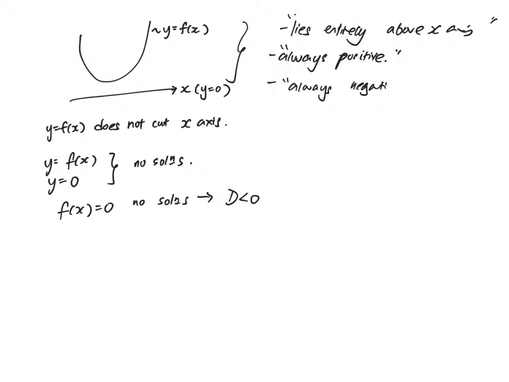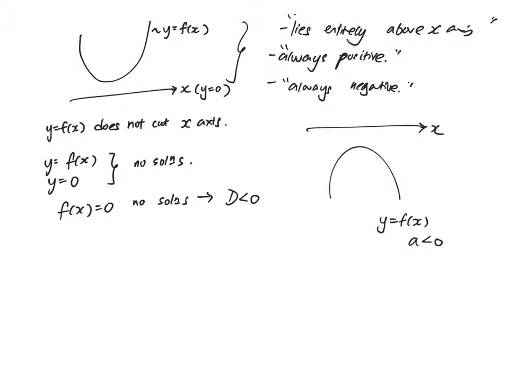Or you can even see things like always negative. Can it be always negative? Yes, it's possible. An example is like that, where your y equals f(x) and the coefficient of x squared is negative, so it is a sad face. And a lot of times a graph like this actually comes from completing the square.